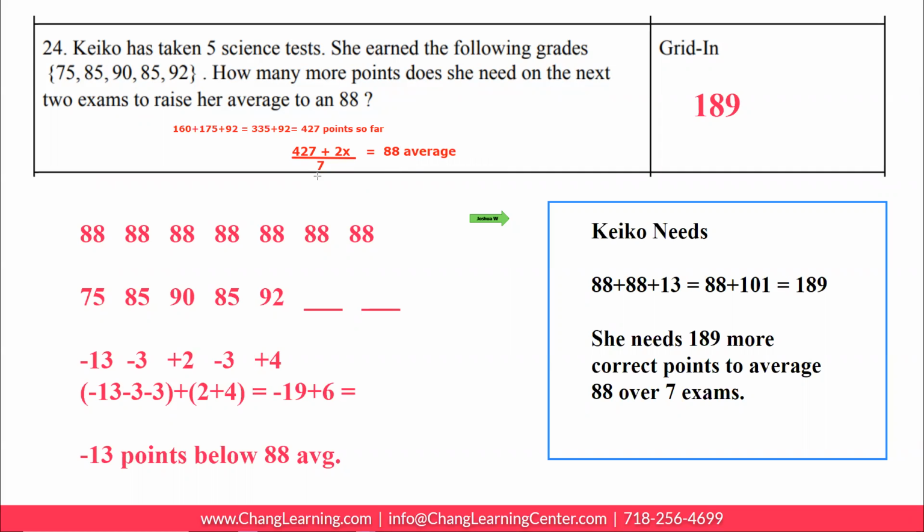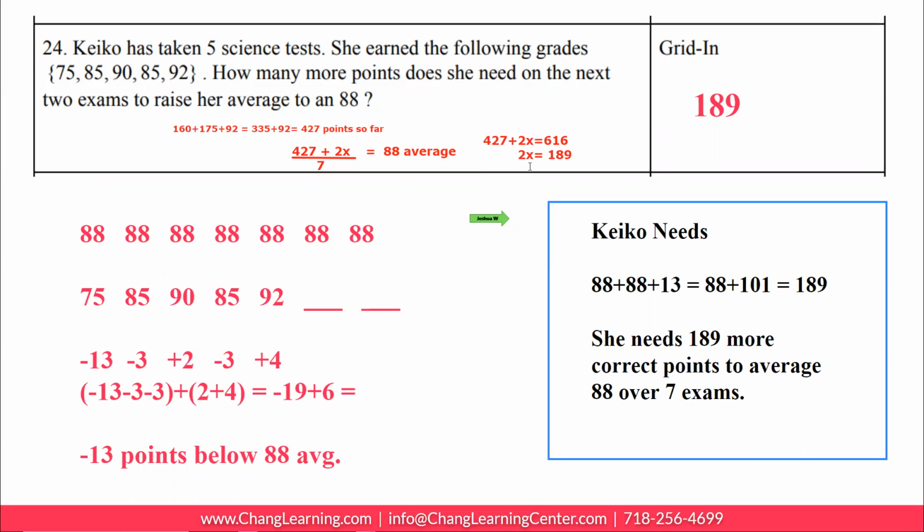Well, the opposite of dividing by 7 is multiplying by 7. So what we need to do is multiply both sides by 7. And then we get 427 plus 2x equals 88 times 7, which is 616 points. Next, subtract 427 from both sides. And we get that 2x, or both of the exams, equals 189.